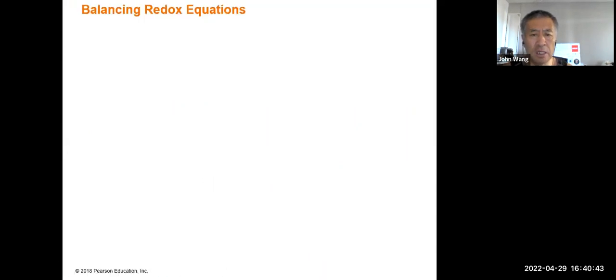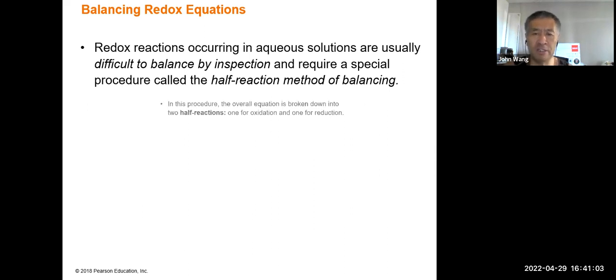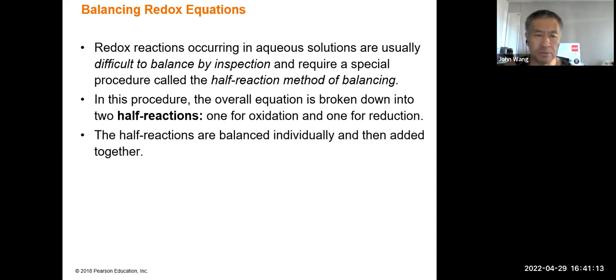You can use this oxidation technique to balance equations. Redox reactions occurring in aqueous solution are usually difficult to balance by inspection or trial and error. It requires a special procedure called the half-reaction method of balancing. In this procedure, the overall equation is broken down into two half reactions, one for oxidation and one for reduction. Then the half reactions are balanced individually, then added together.